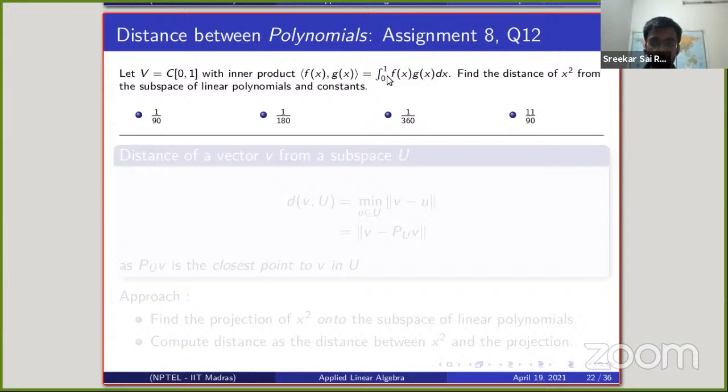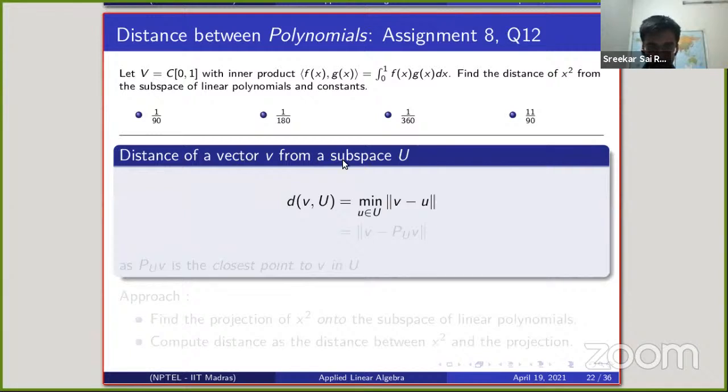So here we have a question involving polynomials. What we've been asked for is finding the distance of the polynomial x square from the subspace of linear polynomials and constants. The thing is, x square lives in the space of second order polynomials, whereas the linear polynomials live in a subspace of vectors which have only the form a0 plus a1x, for example. So the approach would be to project the vector x square onto the linear subspace.